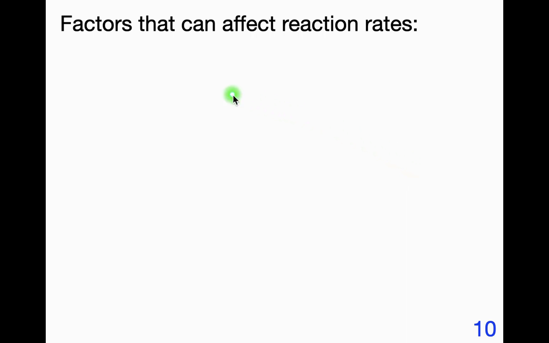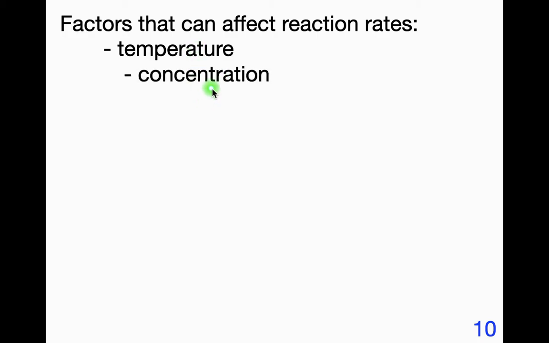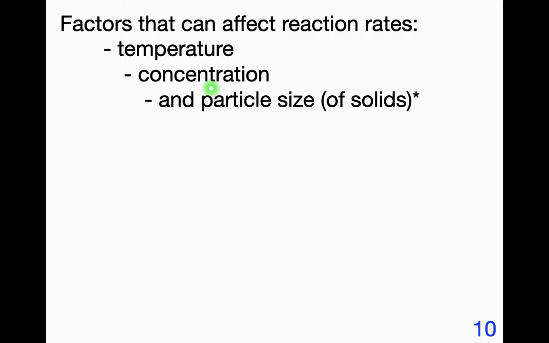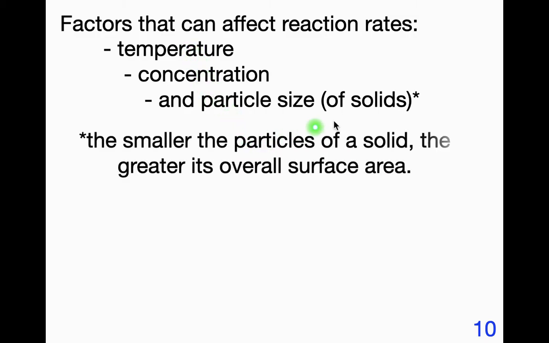Factors that can affect reaction rates: temperature, concentration, and particle size. Now, for particle size, it would just be for solids. Now, we'll have examples of these in just a minute. But let's look at what we mean by particle size of solids. The smaller the particles of a solid, the greater its overall surface area.